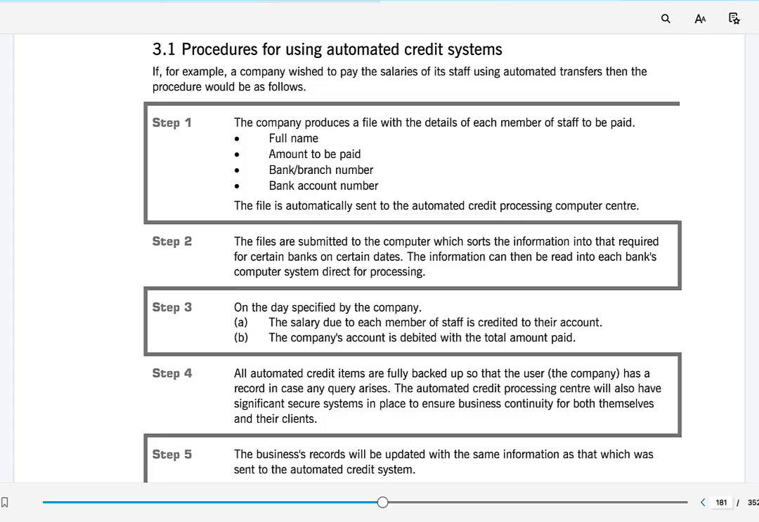Step 3 summary. Step 3 is the actual payment day. Employees receive money. Their accounts are credited. The company pays the money.